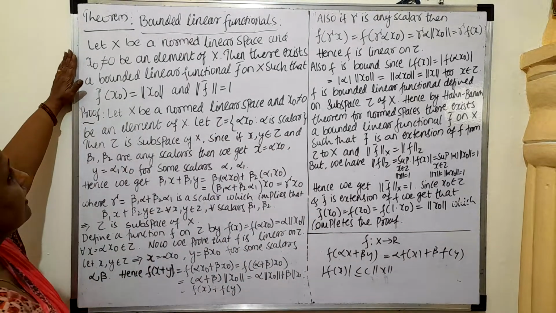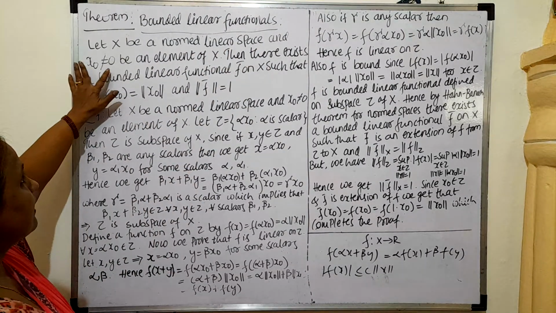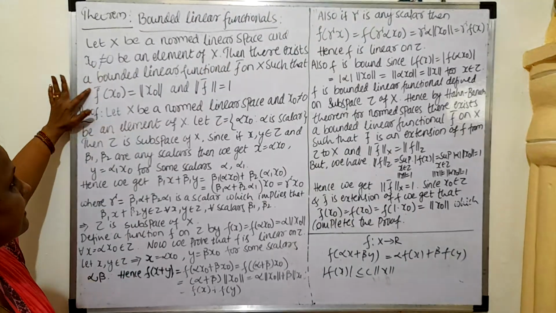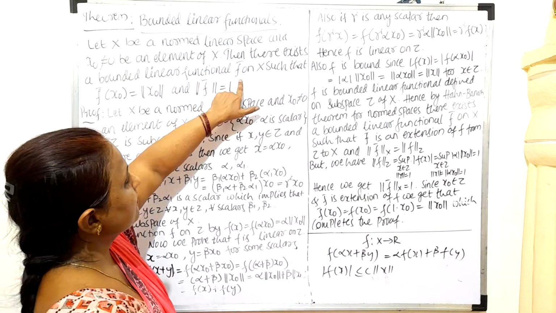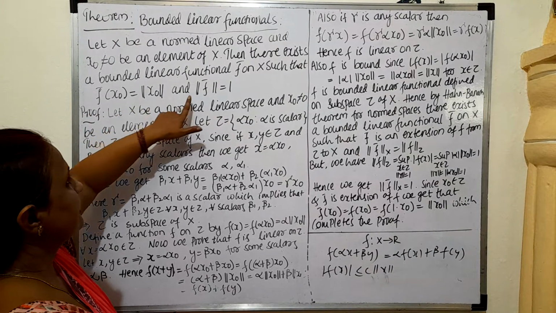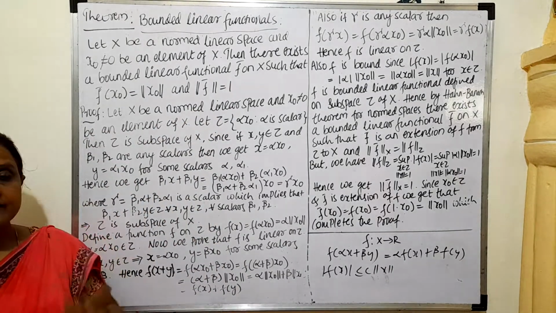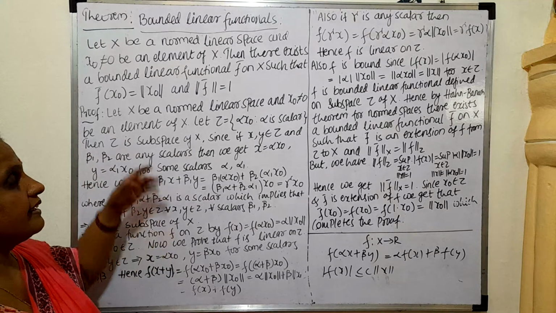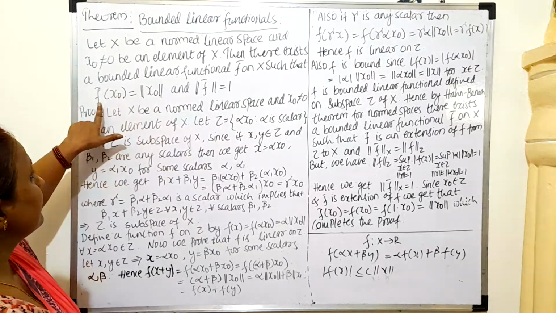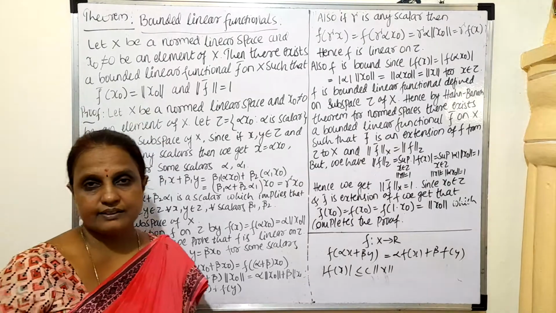Now here the statement of the theorem is: let X be a normed linear space and x naught not equal to 0 be an element of X, then there exists a bounded linear functional f bar on X such that f bar of x naught equals norm x naught and the norm of f bar equals 1. Means here we have a normed space, there exists a bounded linear functional whose norm will be 1, and generally the value of this functional will be equal to norm of x naught. This we have to prove.